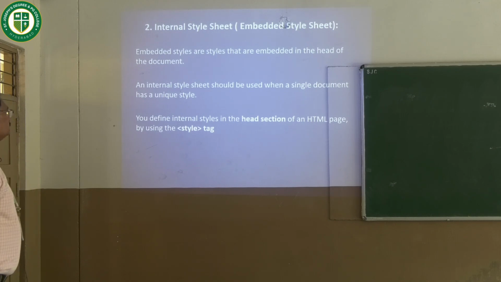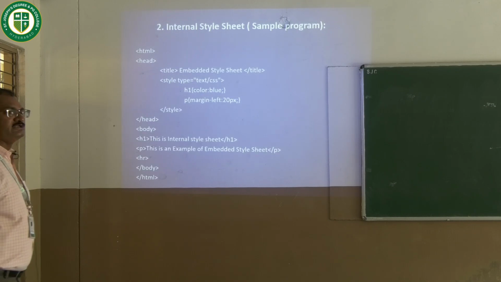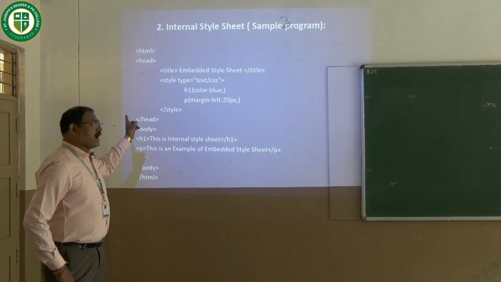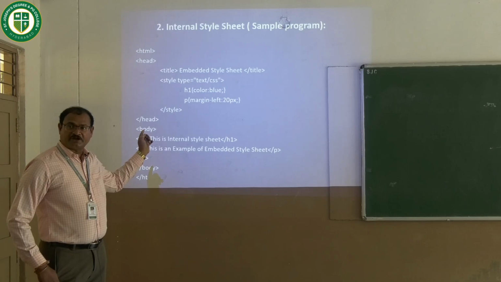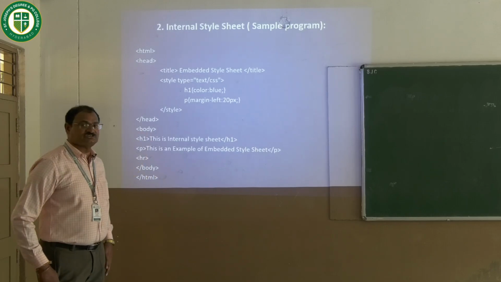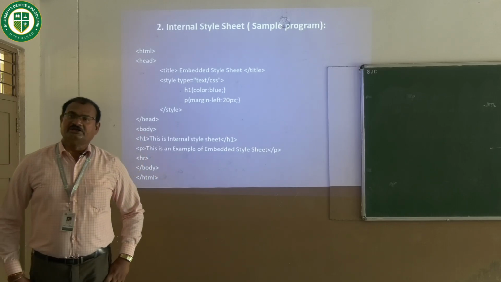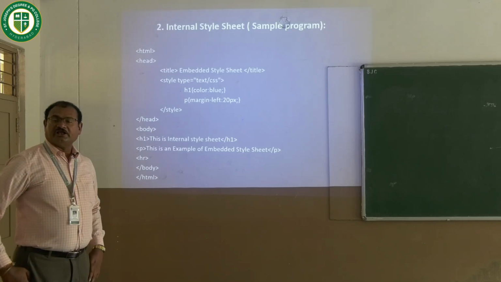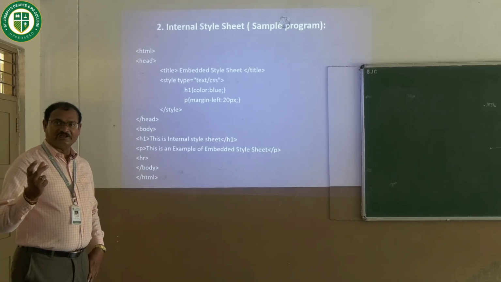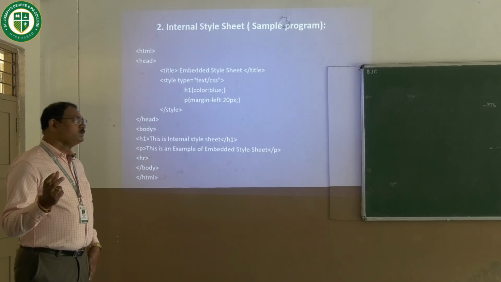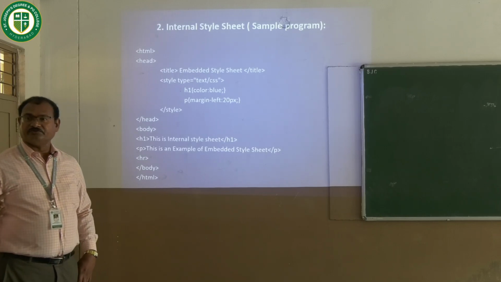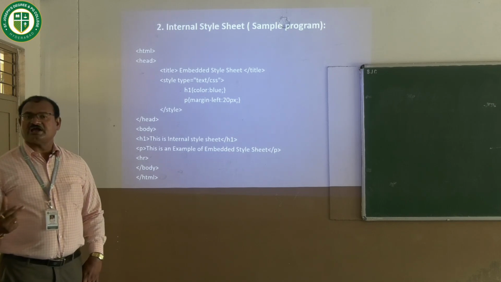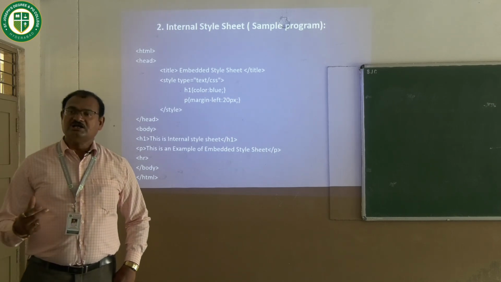Style. So I am using the style tag, and please look here, this is the sample program. What is the sample program here? I am using the style tag. The attribute is type equal to text/css, and here I defined two styling rules. One is the H1 element, whose content will have the text color blue, and P is the element which will have a margin left of 20 pixels. These are the styling rules defined in the style tag.